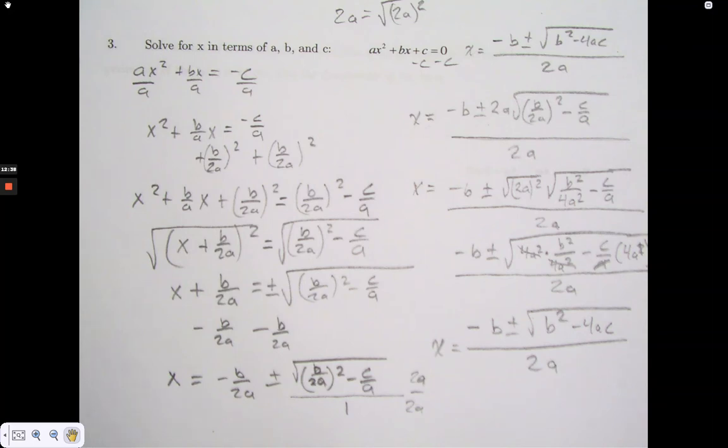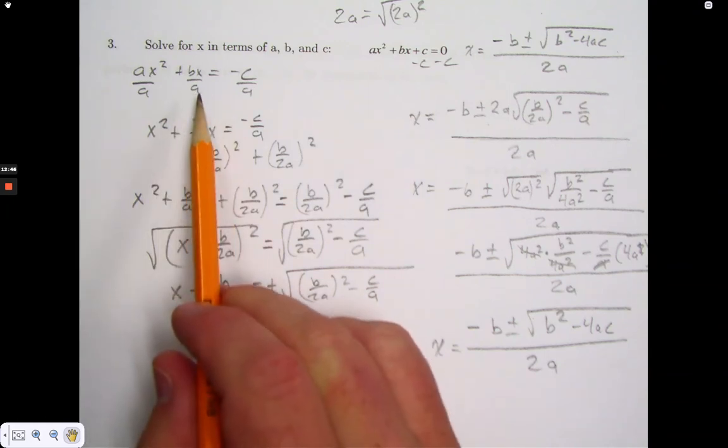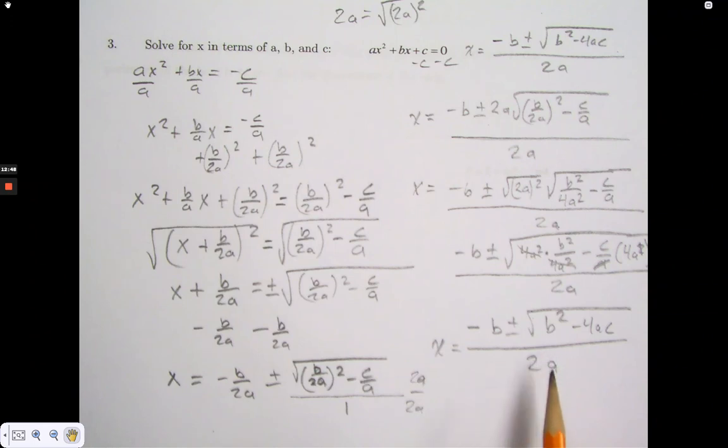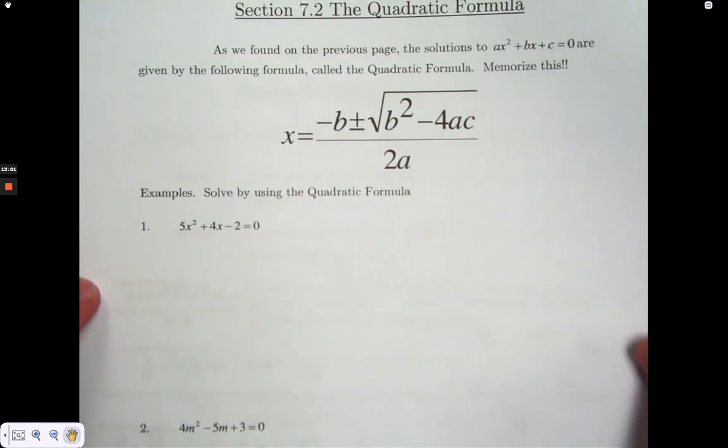Now, instead of making you do this every time, we're just going to use the quadratic equation. I'm not going to expect you to start over here with every problem and work your way to this. We see this exists, we know it exists, now we're going to use it. So as we move into the 7.2 part, we're just going to use this equation.